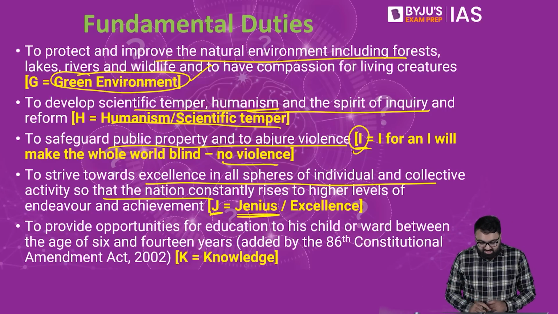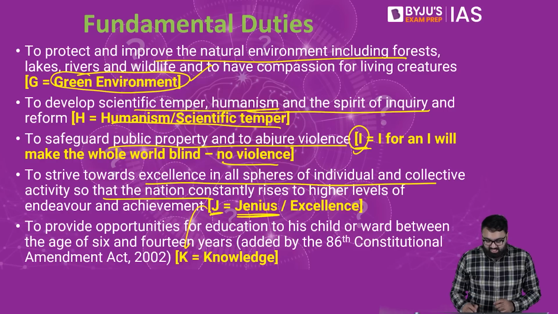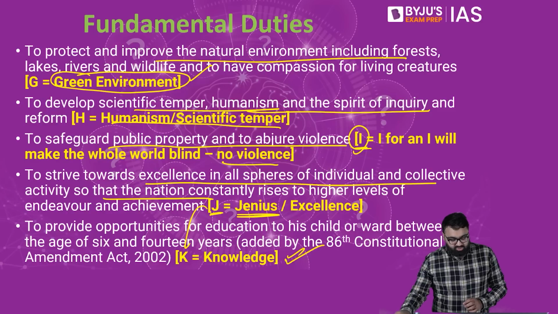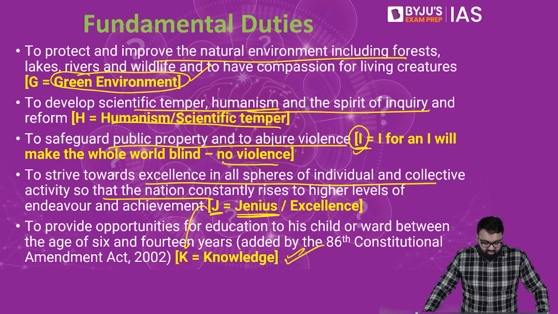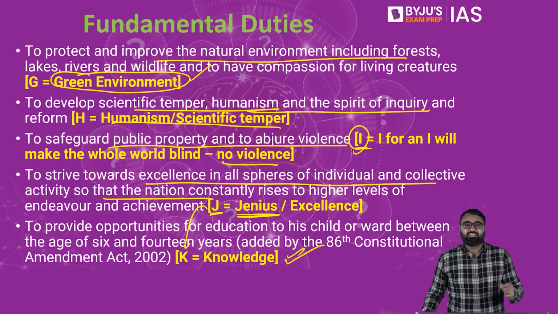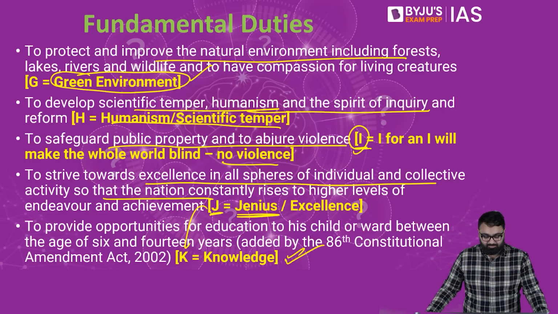Easy. And the last, after J comes K. K is for knowledge, means the right to education, providing the opportunities for education to his child or ward between the age of 6 and 14 years. I am sure you would have never found it easier to remember these fundamental duties one by one. As I said, it is as easy as remembering A, B, C, D, E. Just remember the alphabets and you are good to go.